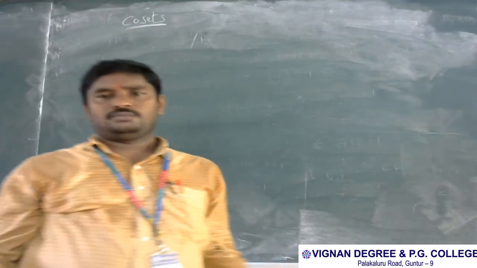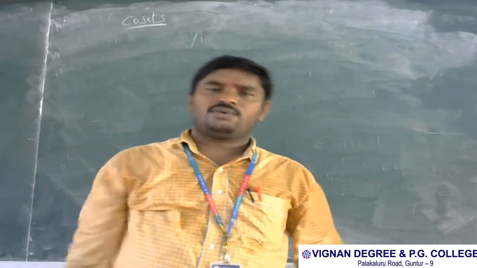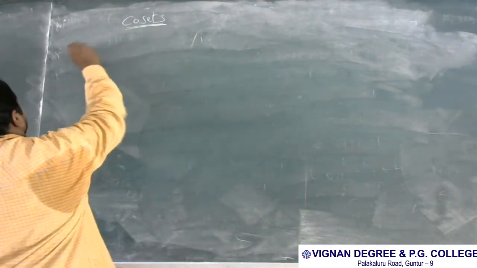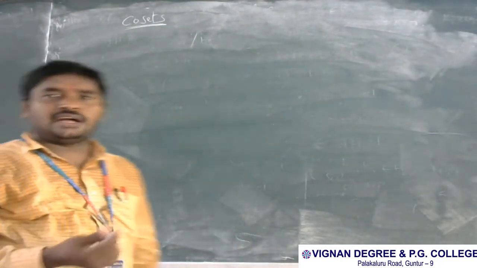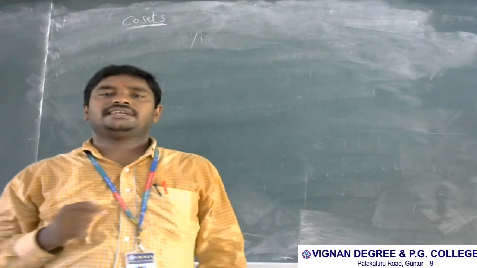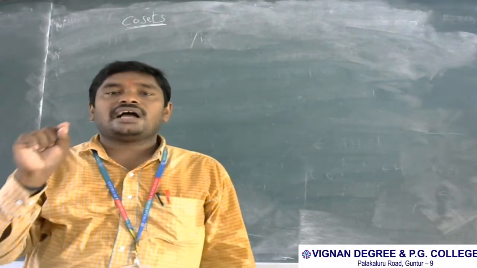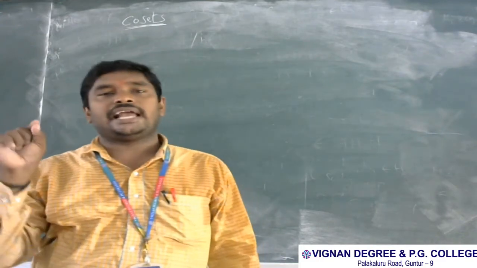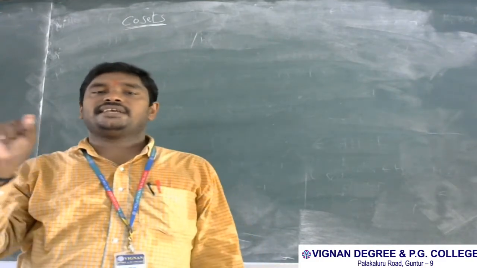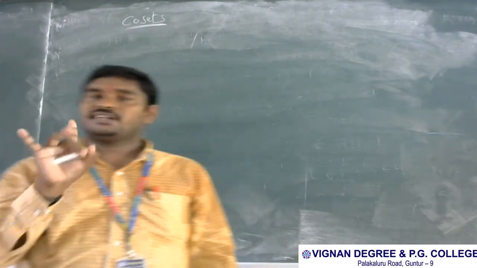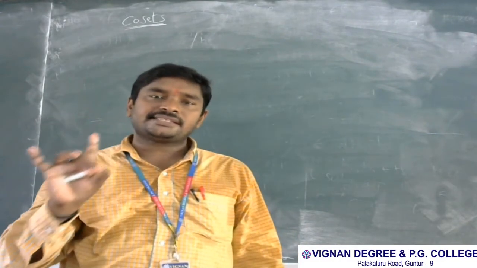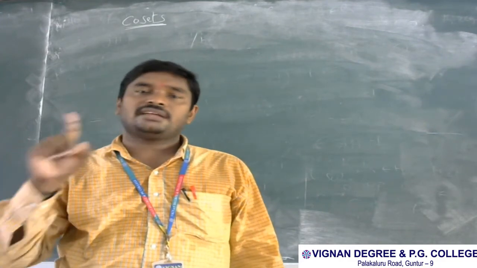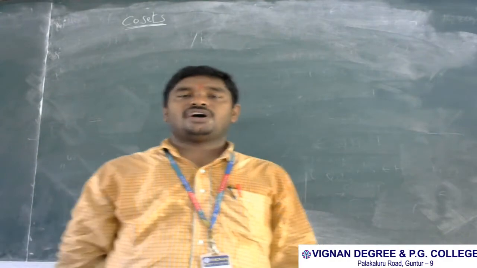What is co? What does co mean? What is a set? First you have to know. Set means, we already learned in earlier classes. What is a set? Set means the collection of well-defined objects or elements is called a set. Okay, friends? Once again, a set means the collection of well-defined objects or elements is called a set.